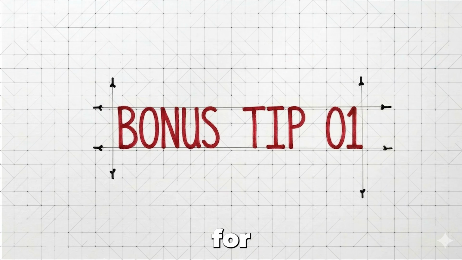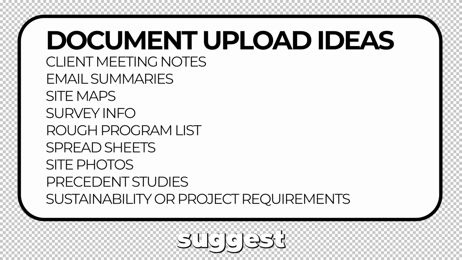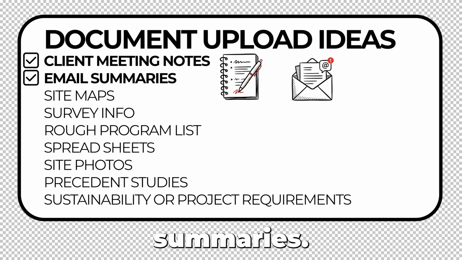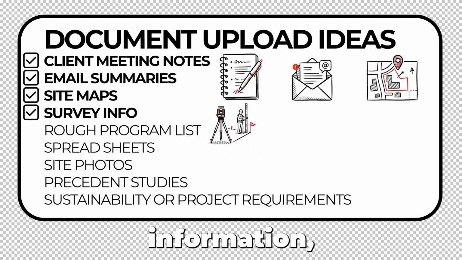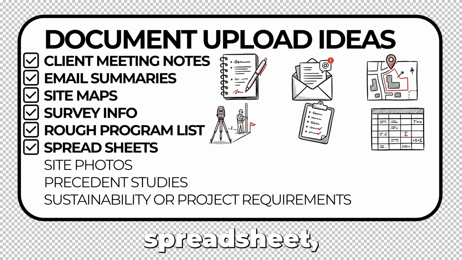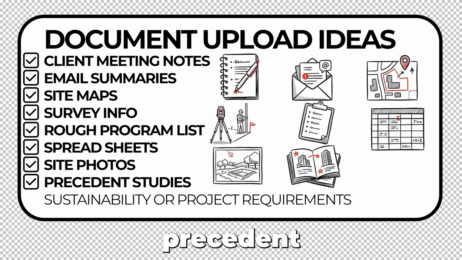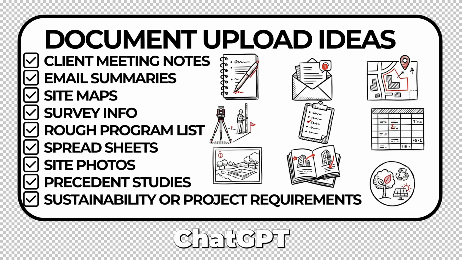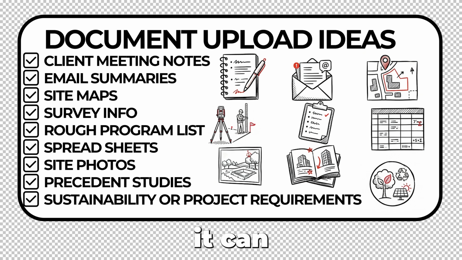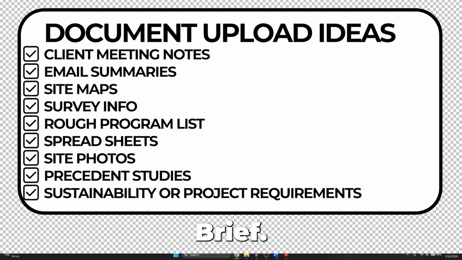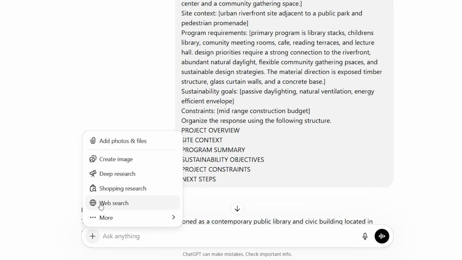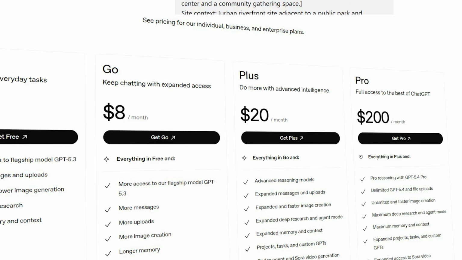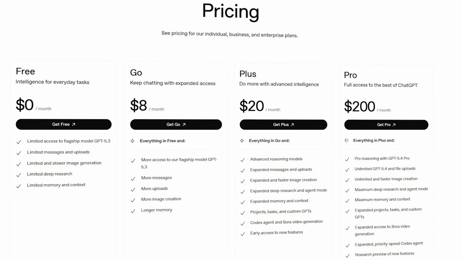When the prompts ask for something to upload, I would just suggest something like client meeting notes or email summaries, site maps or survey information, a rough program list or like a spreadsheet, site photos or precedent images, or any sustainability or project requirement documents. ChatGPT is able to read these files, and it can help you write your project brief. To upload these files, you simply click the plus icon, add photos and files. With the plus and the upgraded plans, you can upload more and more files.